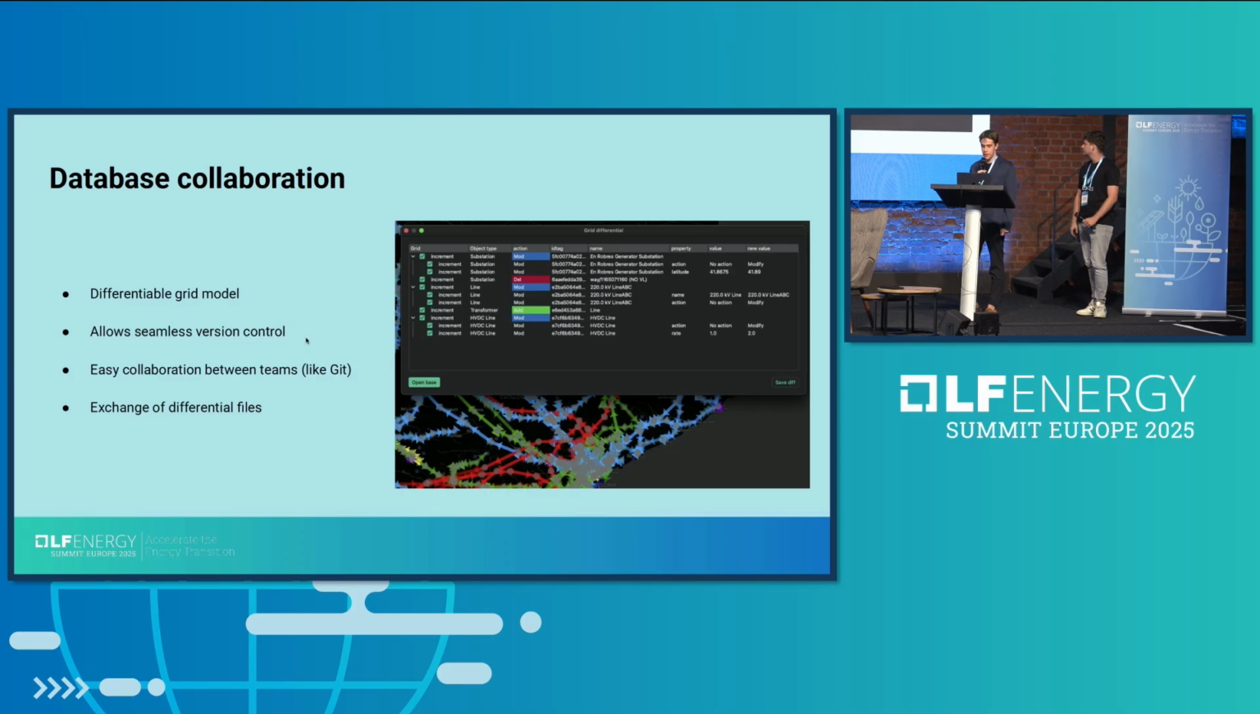It's oftentimes also the case that many users have to work on the same model, and collaboration is complicated. This is why we implemented a feature pretty much like Git, where you have different users working on the same model, then you save a differential file, and these team members exchange these differential files so that they can all be merged together. You can see here, for example, some modifications, some deletions, some additions. Our team every day is merging all these files so that we can produce the Spanish grid model that you have seen.